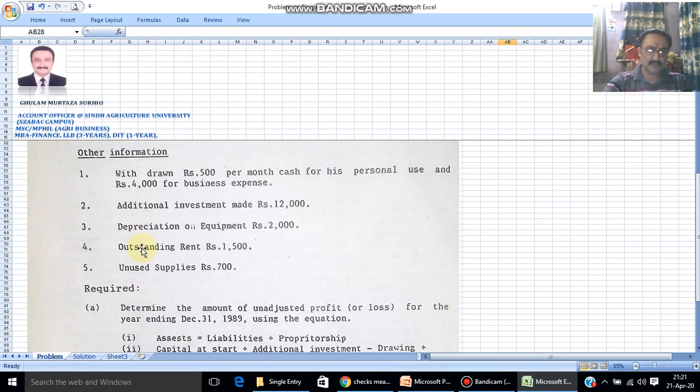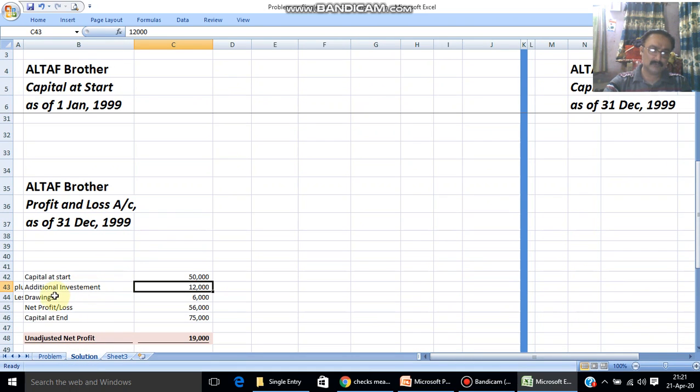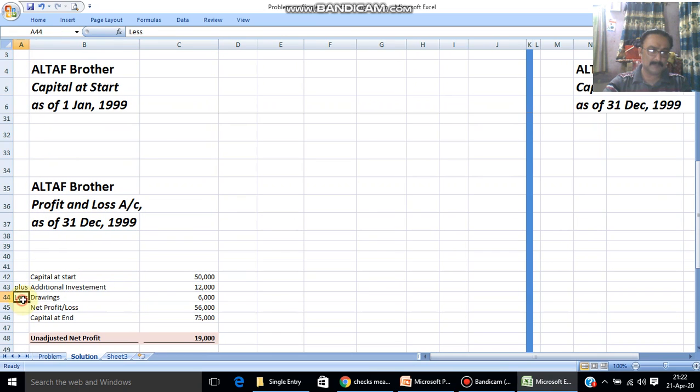Another entry is drawings withdrawn: 500 rupees per month. Business started in January and ended in December, so there are 12 months, 500 multiplied by 12 is 6,000 rupees, which the businessman has taken for personal use. This will be deducted from the capital. Additional investment will be added and drawings will be deducted. So 50,000 plus 12,000 is 62,000, out of which 6,000 is subtracted, giving 56,000, and capital at the end was 75,000. When we deduct 56,000 from 75,000, we have 19,000 rupees unadjusted net profit.